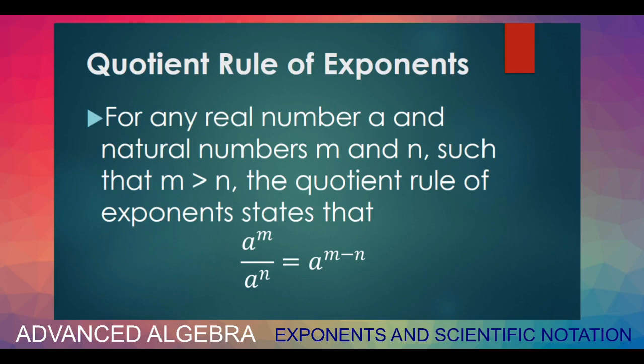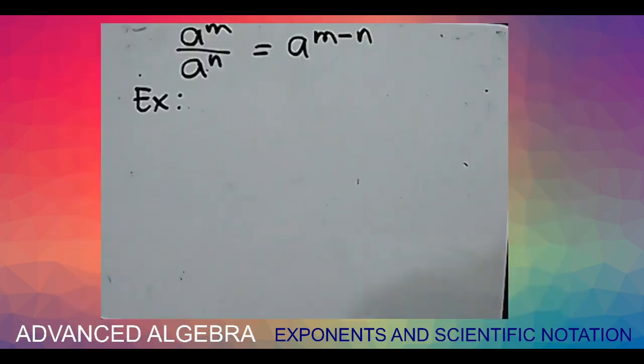Ibig sabihin, kapag ang pinag-uusapan naman ay quotient, tapos meron tayong magkapares na base sa numerator and denominator, gagawin natin, minus-in natin or isu-subtract natin yung kanilang exponent. So, magbigay tayo ng example based on that rule. Kung babalikan natin, a to the m power over a to the n power is equal to a to the m minus n power. Yun yung magiging pattern natin for our example.